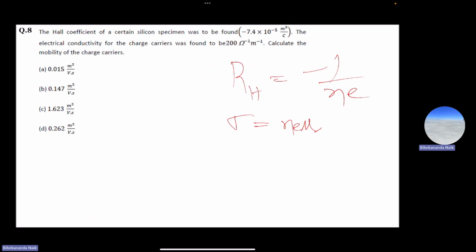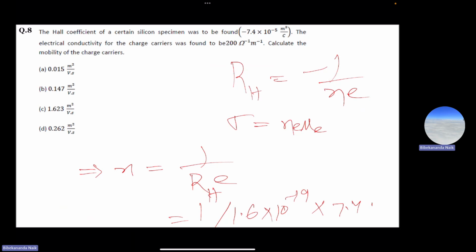So if we calculate, n equals 1 by RH e, so 1 by 1.6 into 10 to the power minus 19 into 7.4 into 10 to the power minus 5. So n equals 8.4 into 10 to the power 22 per meter cube.